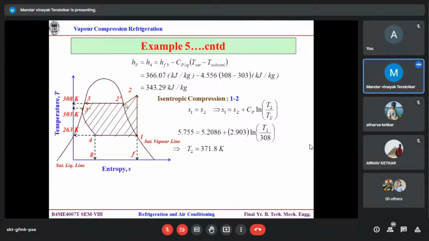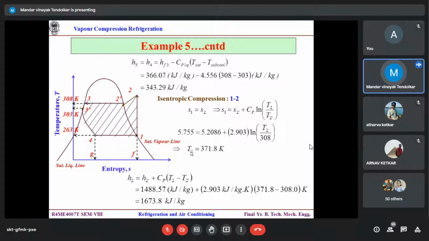So the saturation temperature 308, after superheating it comes to 371. And now once you know T2, you can calculate H2. So this is H2 dash, that is saturated, plus Cp times delta T. यहाँ पे minus किया है. Why? Because it is subcooled. Here it is superheated. So plus Cp delta T. So please cross check this calculation.